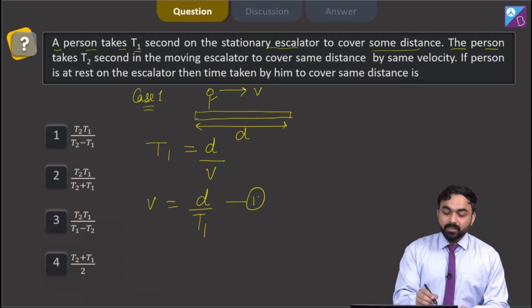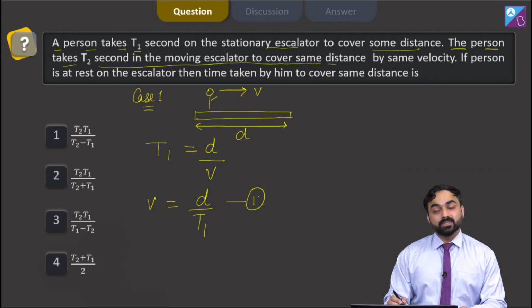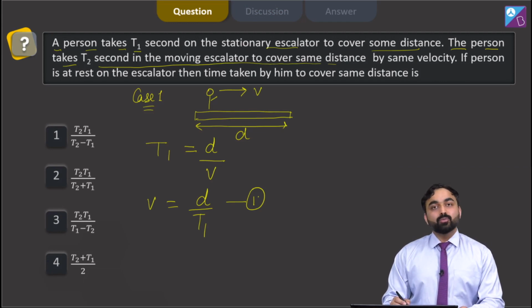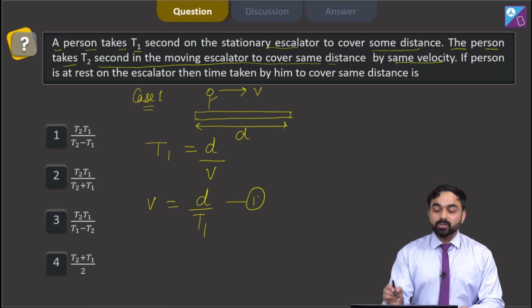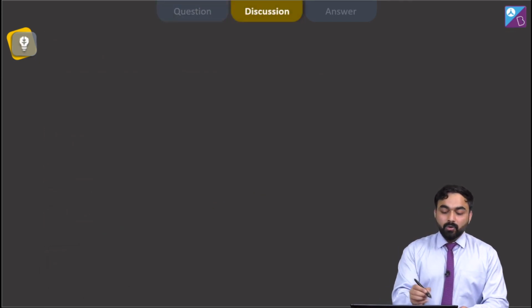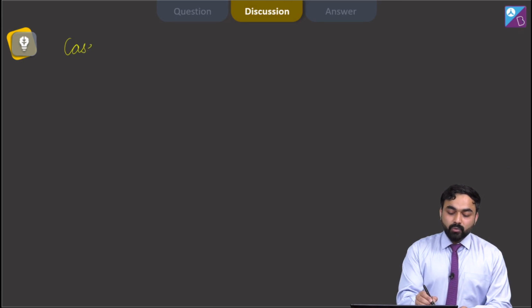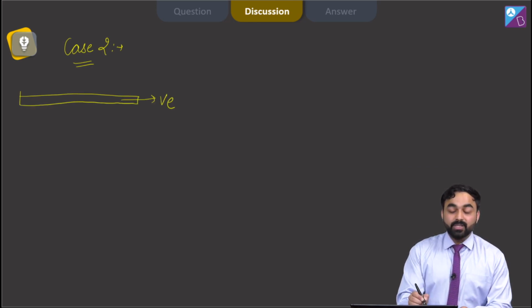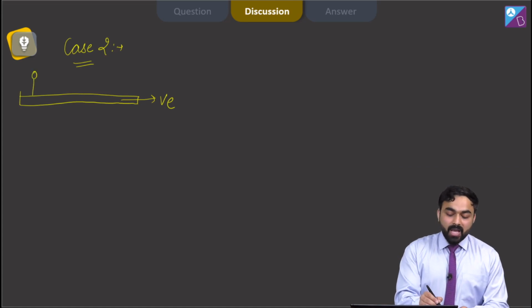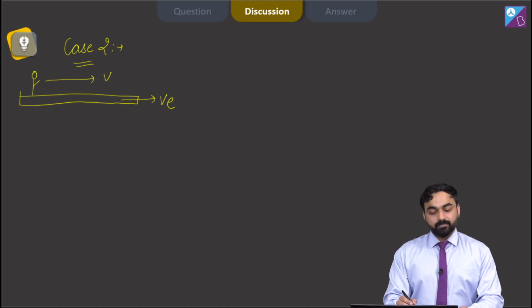That the person takes t2 seconds in the moving escalator to cover the same distance. Now the escalator is also moving and the man is also moving on the escalator with the same velocity. So for case 2, the escalator is moving say with a velocity ve and the man is also moving on the escalator with a velocity v.